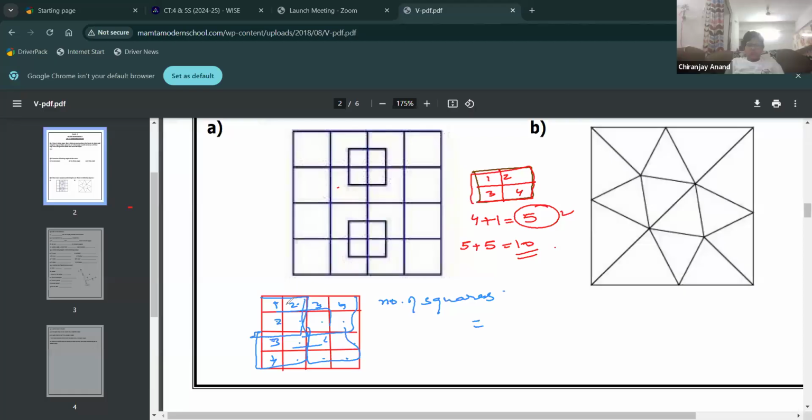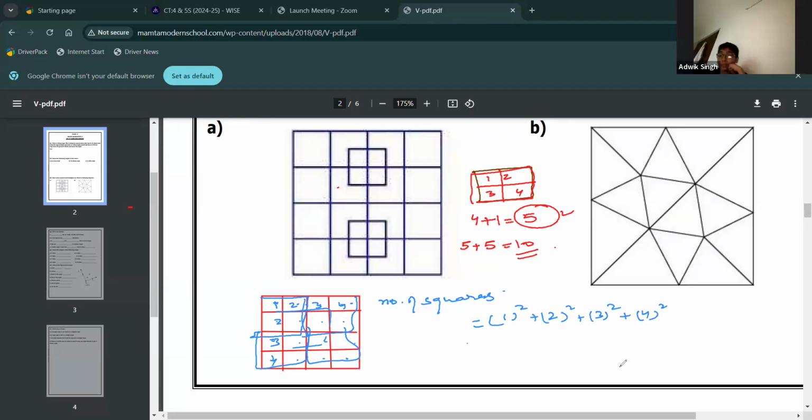So we have written one, two, three, four. So you will write 1 square plus 2 square plus 3 square plus 4 square. Got it, this thing? Yes, ma'am. Tell me, children, have you understood? Yes, ma'am.